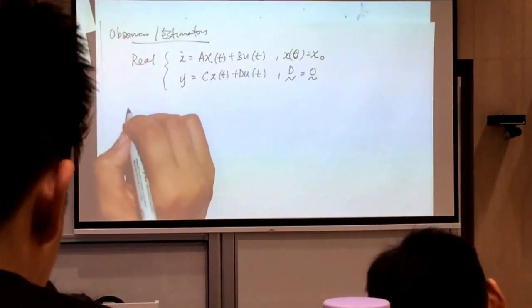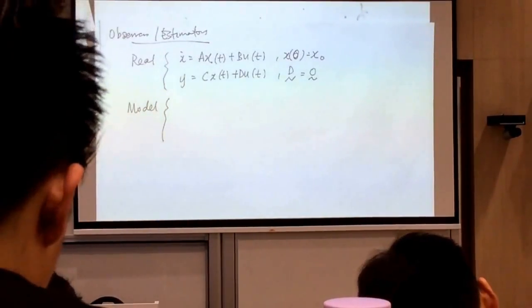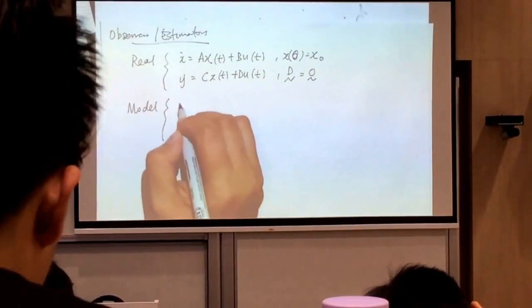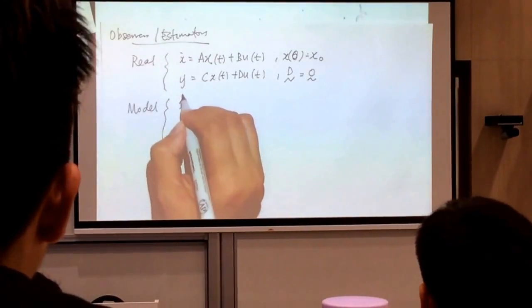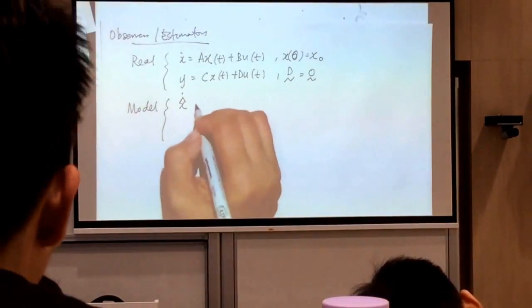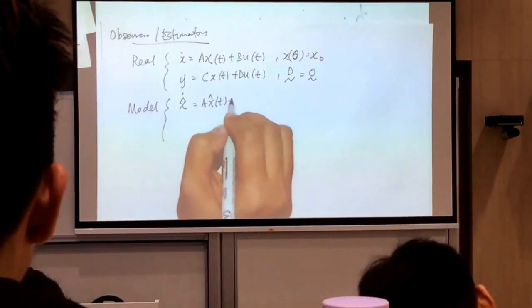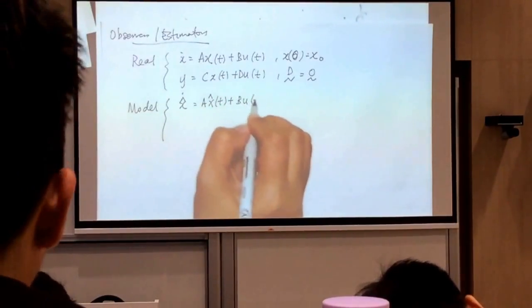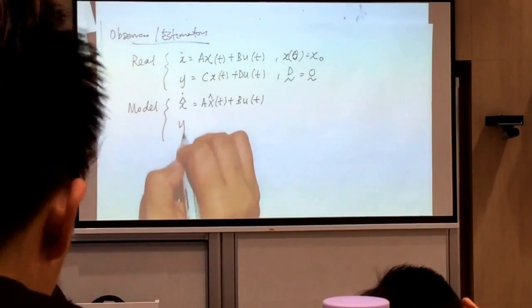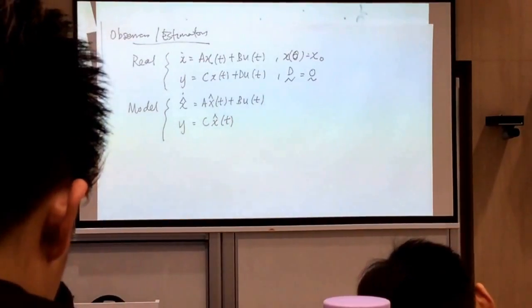Model. The model is x hat dot equals A x hat plus B u, with output y hat equals C x hat. That's the model, the estimated one.